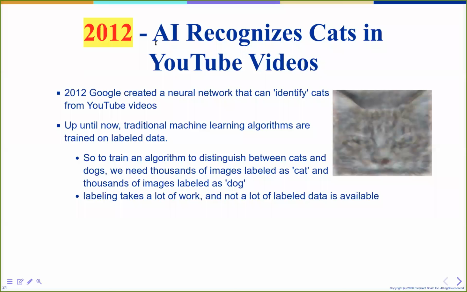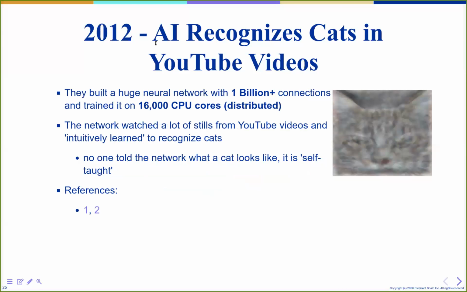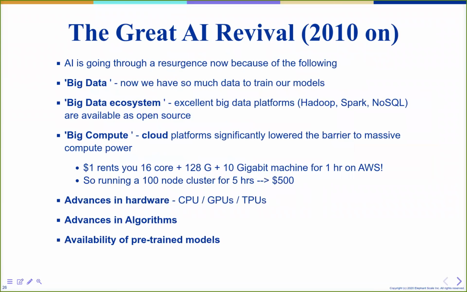These are some of the things that happened in the last 10 years that really kicked off AI research. We talked about this. So what changed? What caused all these things to come on?